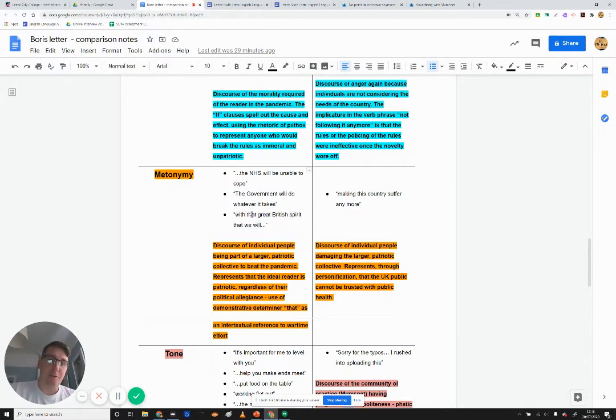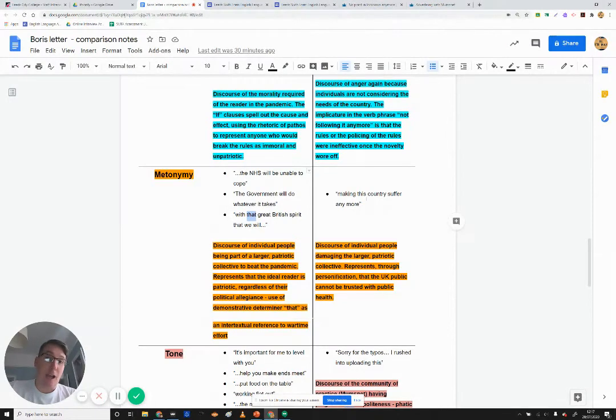So Boris is summoning it from the history, summoning it from the past and saying we will use that great, not the great British spirit, that great British spirit. That is a sort of intertextual reference to wartime texts. So anything that relates to war, that relates to patriotism, and how that alludes to it. That's where we can talk about the finer points of noun phrases, because that determiner, that, is very specific. It's a definite one, and it's what we call a demonstrative.